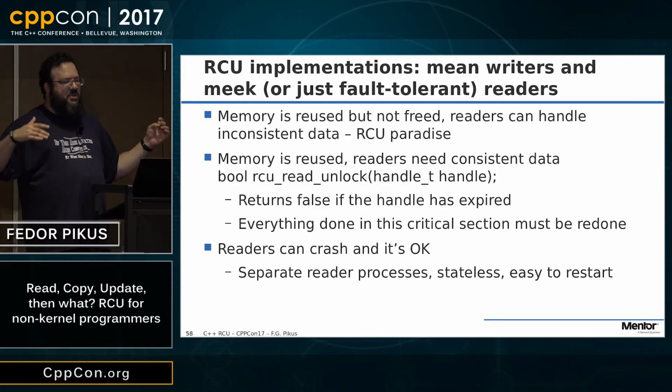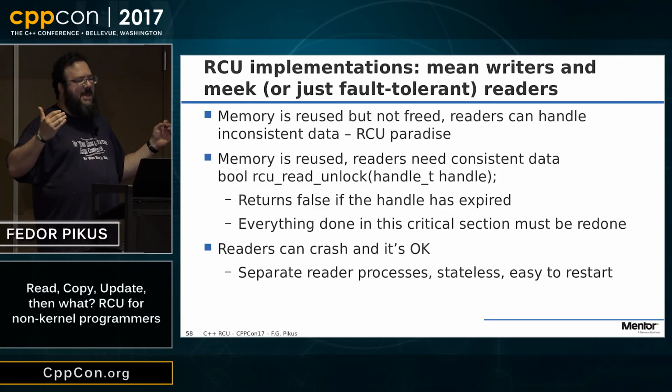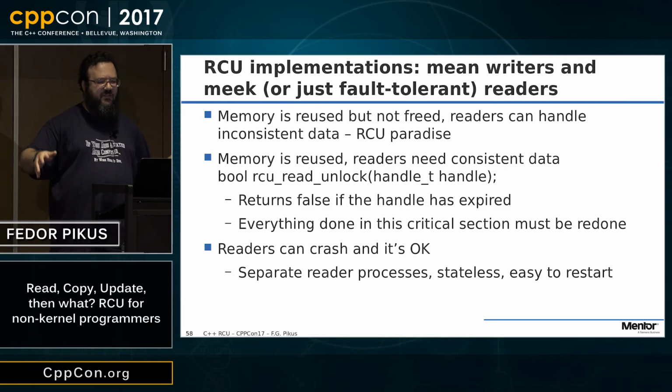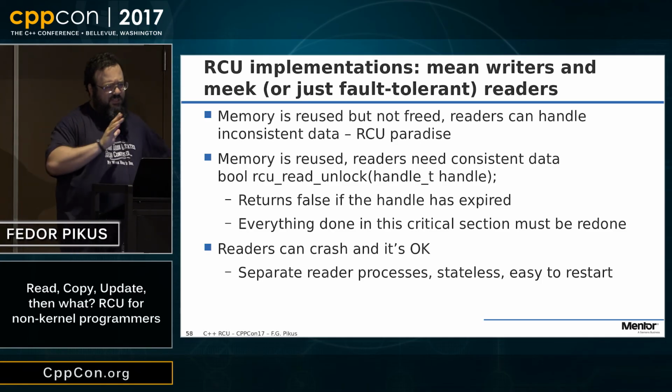The other option is that the readers need consistent data, but they can verify. So for example, at this read unlock, when I surrender the handle, I can ask, did the handle expire? Did the writer forcibly reclaim the memory of that generation? If the answer is yes, I have to drop everything that I have done in that critical section, reacquire the root pointer and recompute, because what I have done is garbage. Not in the same sense as the garbage.